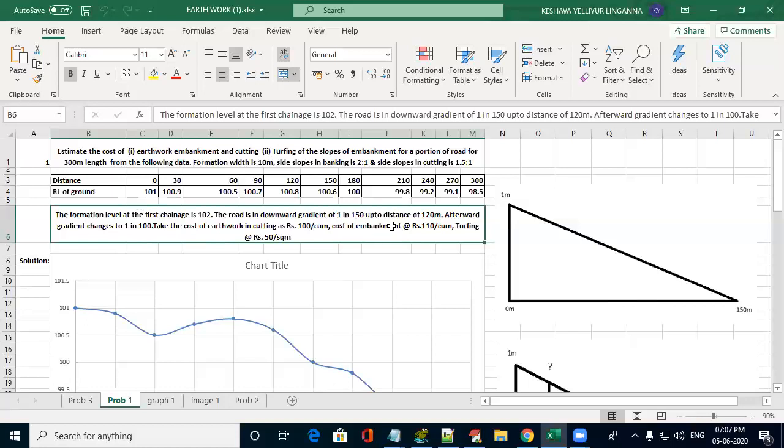Embankment is filling at the rate of 110 per cubic meter, and for the turfing at the rate of rupees per square meter. You can observe the cutting and filling are in cubic meter, and the turfing is in square meter. I'll teach you what turfing is, don't worry.